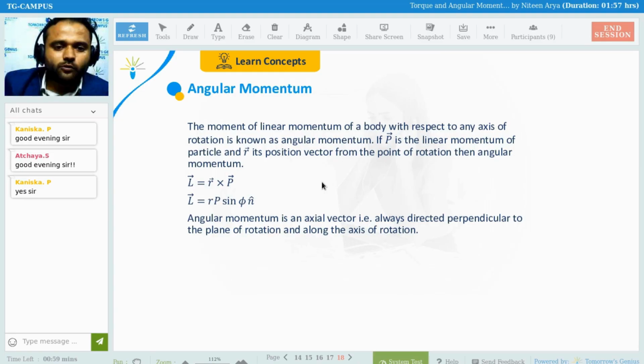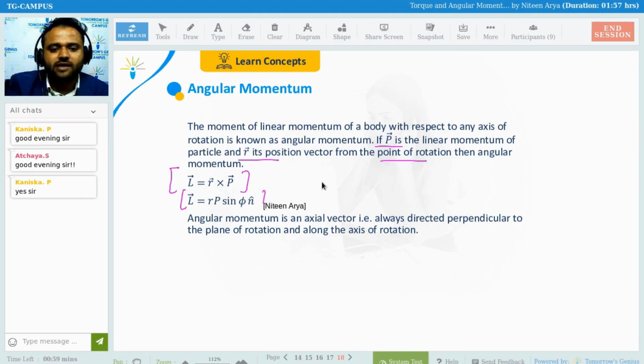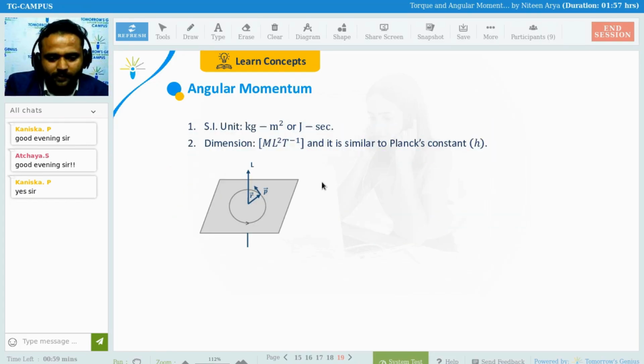Angular momentum, the momentum of a linear body with respect to any axis of rotation, is known as angular momentum. If P is the linear momentum of the particle and R its position vector from the point of rotation, then angular momentum L equals R cross P, or L equals R P sine phi n, where n is the direction of the angular momentum. Angular momentum is also known as an axial vector, always directed perpendicular to the plane of rotation and along its axis of rotation. I don't think I need to explain this axial vector again and again.